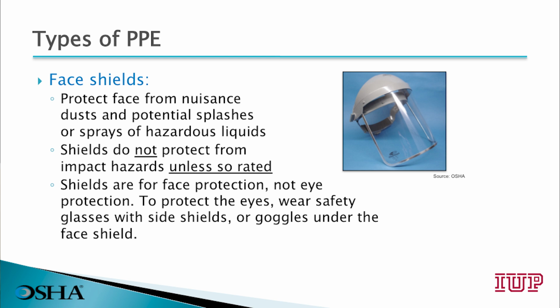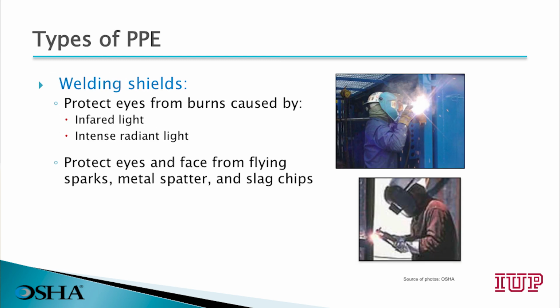Face shields protect our faces from nuisance dust and potential splashes or sprays from hazardous liquids. These shields do not protect from impact hazards unless they're specifically rated. Shields are for face protection, not eye protection. In order to effectively protect your eyes, wear safety glasses with side shield or goggles underneath your face shield. Welding shields protect our eyes from burns caused by infrared or intense radiant light, and they protect our eyes from flying sparks, metal spatter, or slag chips.